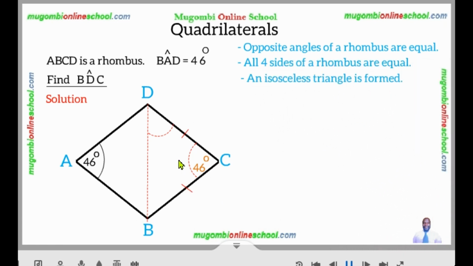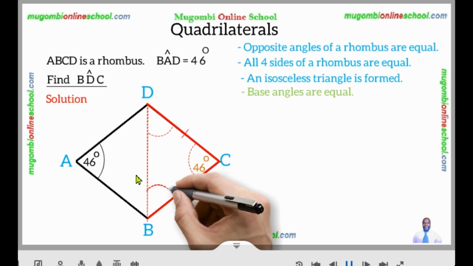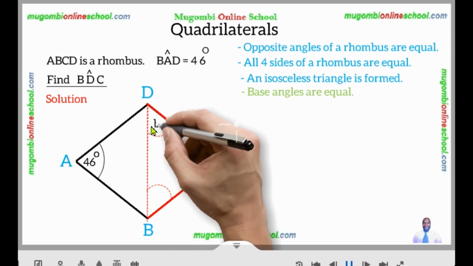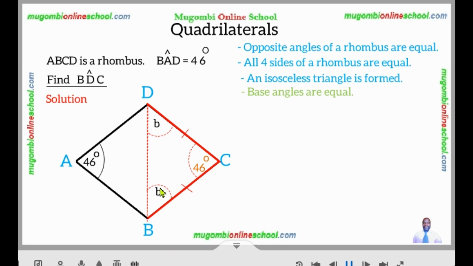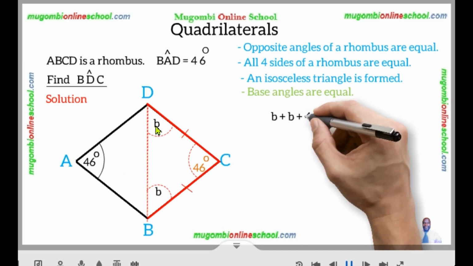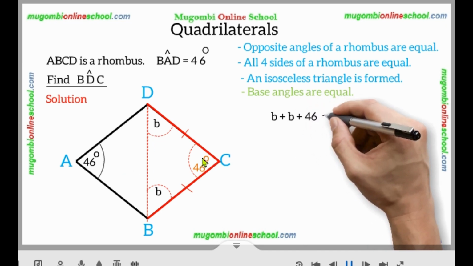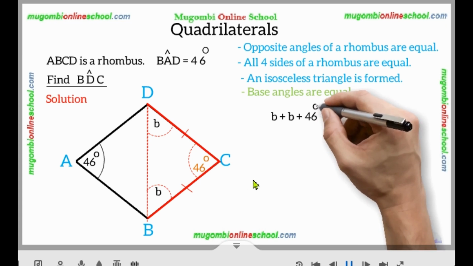So an isosceles triangle is formed, which is this one and this side as well as this side. It is an isosceles triangle. So the base angles of an isosceles triangle are equal. So this one is equal to this one, and let these be represented by the letter B for the base angles, right? And then we know that the base angles, this angle plus 46, will get 180 as the total sum of all angles in a triangle.